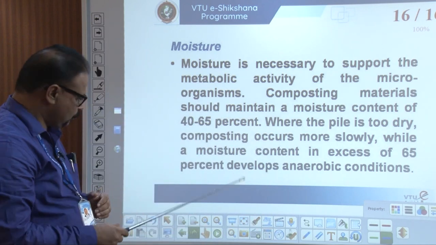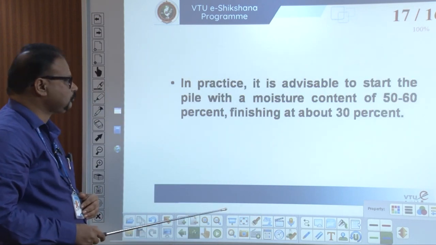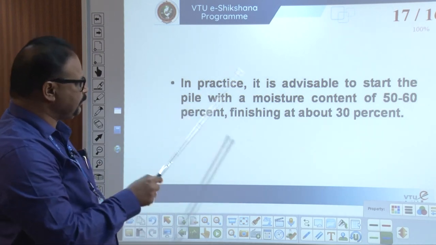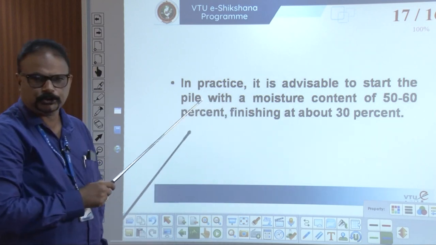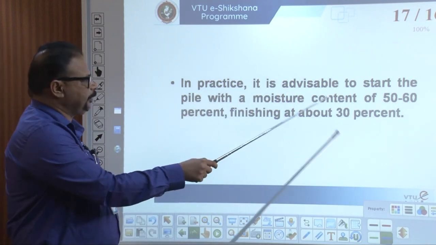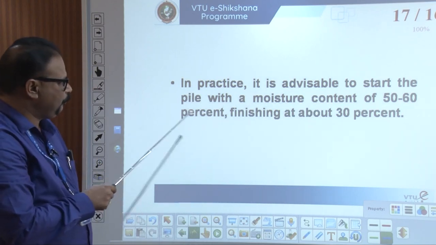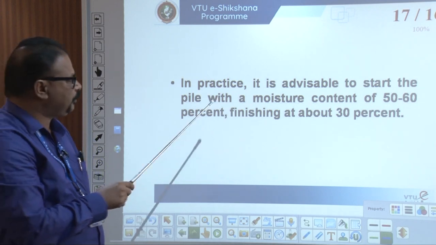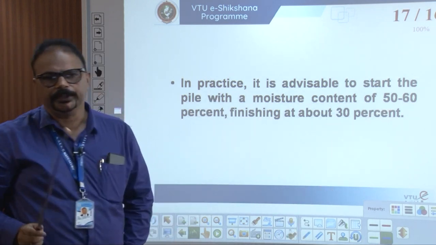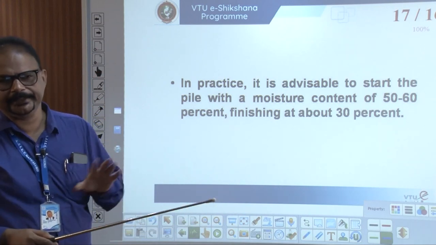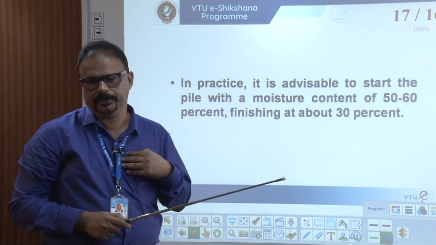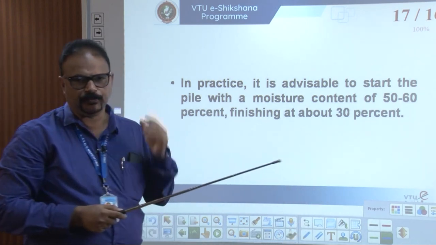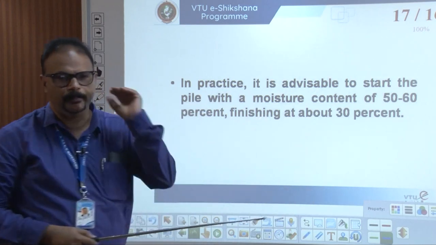Next, we will go to the next slide. In practice, it is advisable to start pile composting with a moisture content of 50 to 60%, finishing at about 30%. At the end stage, the drying stage, only 30% is enough. First we need 50 to 60% moisture.